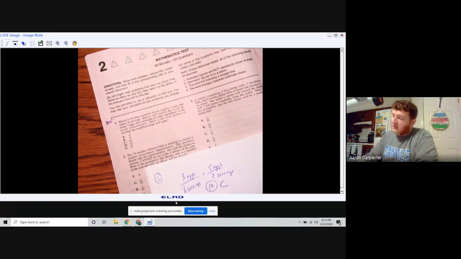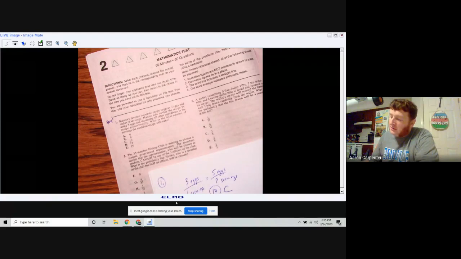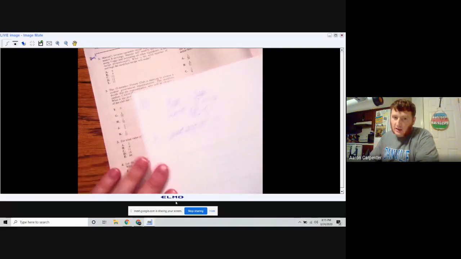Number 2. The 35-member history club is meeting to choose a student government representative. The members decide that the representative who will be chosen at random cannot be any of the 3 officers of the club. What is the probability that Hiroko, who is a member of the club but not an officer, will be chosen? So probability is wanted or target possibilities out of total possibilities.